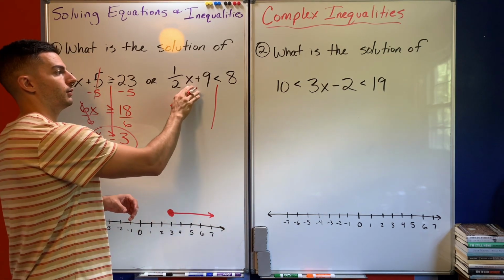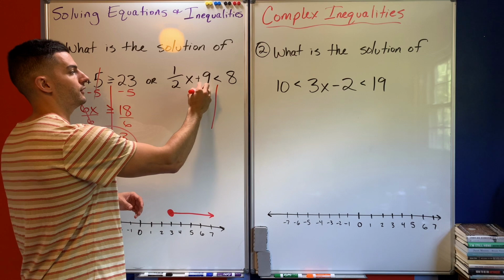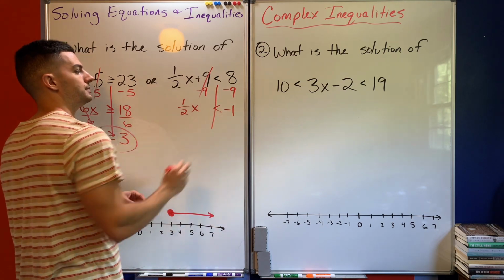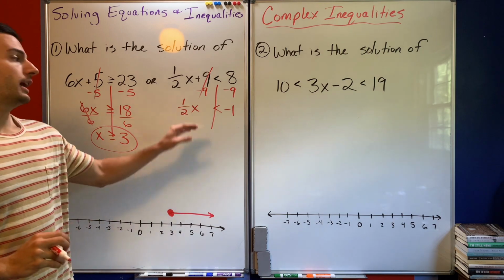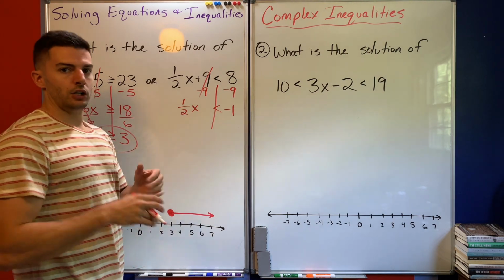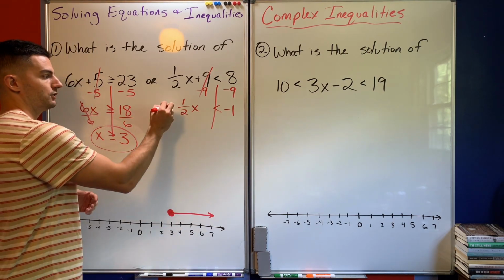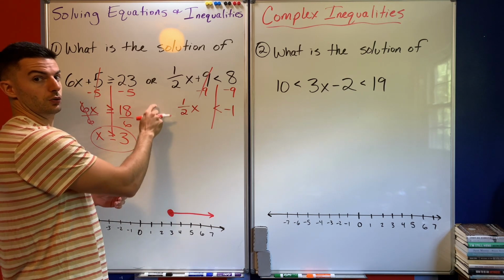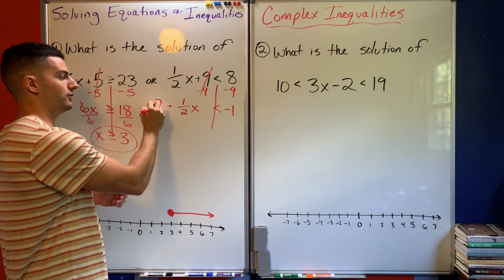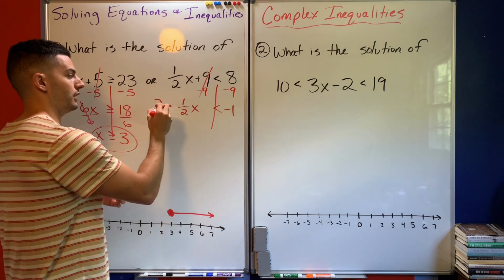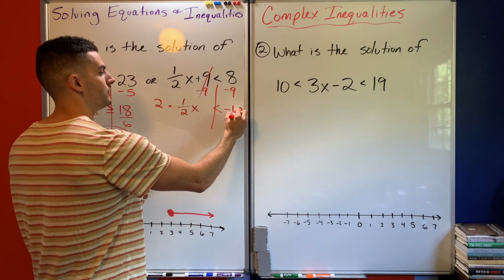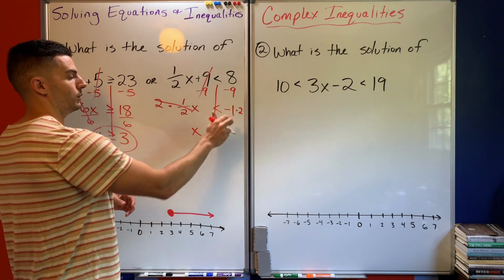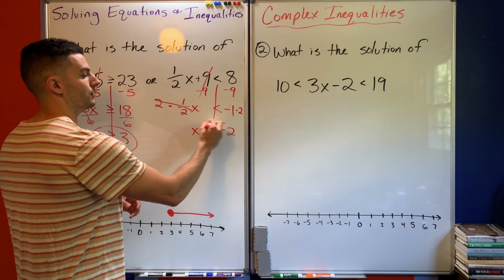Okay, same thing. I want to isolate the x, so I minus 9 from both sides, less than negative 1, okay? And then how do I cancel out this 1 half? Well, you could multiply by the reciprocal, right? And the reciprocal of 1 over 2 would be 2 over 1, and 2 over 1 is the same as just 2. So cancel out a half with a times 2. So I now have x is less than negative 1 times 2, negative 2.